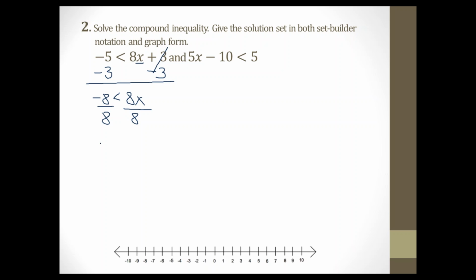So negative 8 divided by 8 is negative 1. And 8 divided by 8 is just 1. So my x is by itself. And I can also rewrite it because I like my x to be on the left side. But I need to make sure that the value of the sign still is the same.